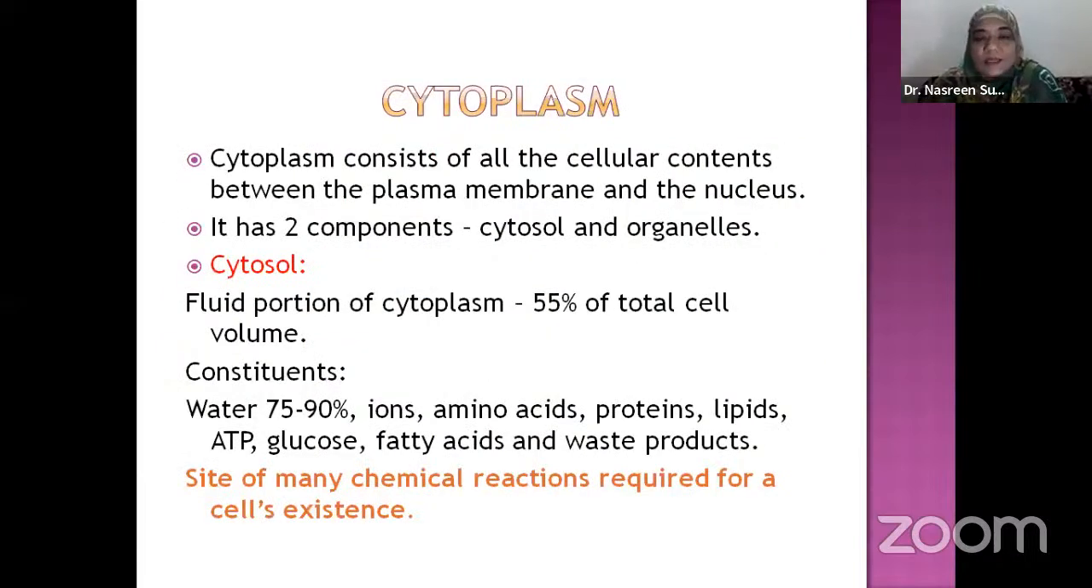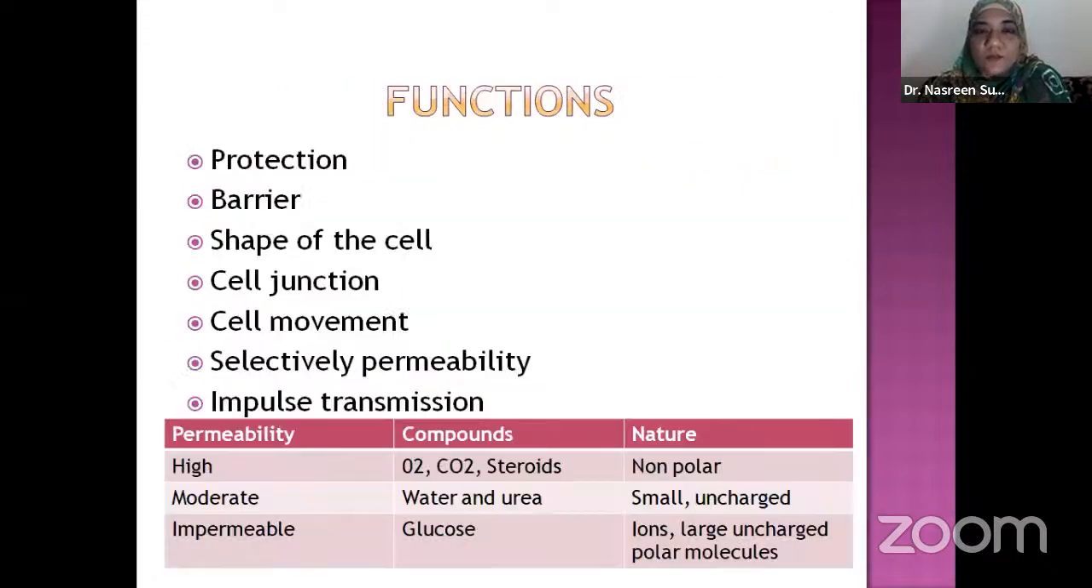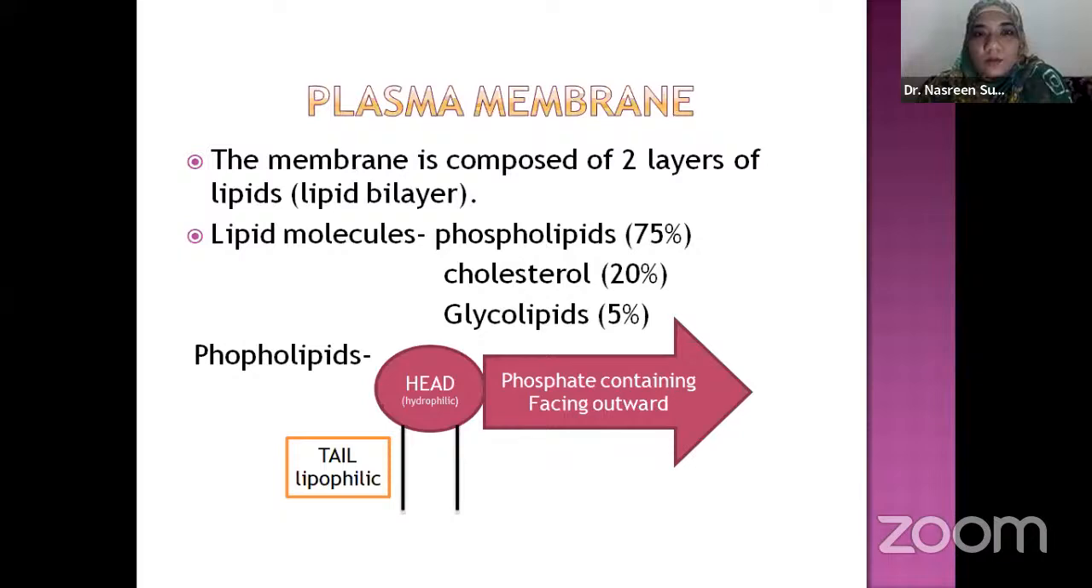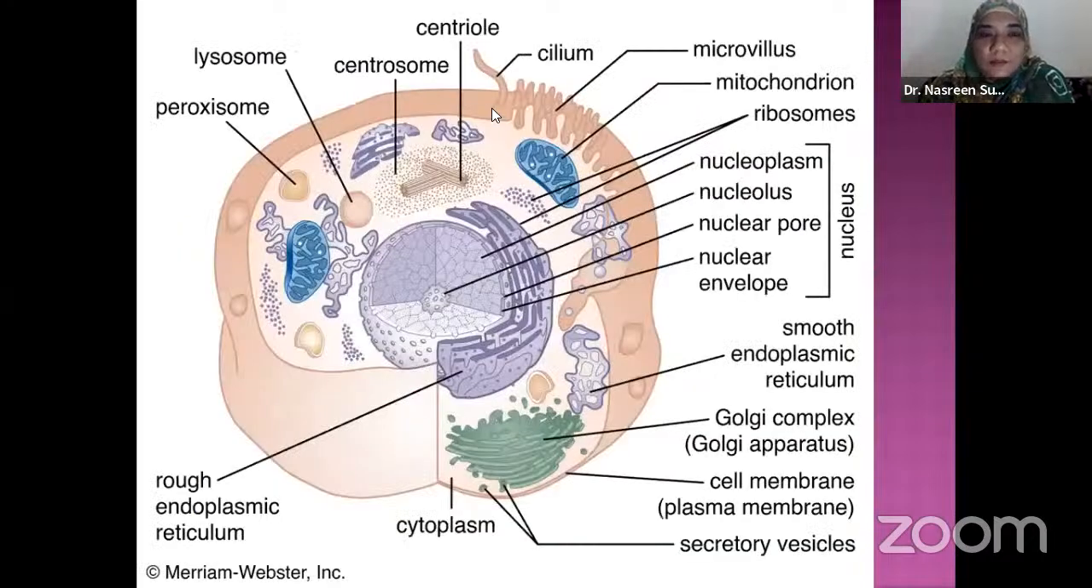Next, coming to the cytoplasm. We have finished the plasma membrane. Now we are going to see about the cytoplasm. The inner portion which we have seen in the diagram is called the cytoplasm, and it is the part between the plasma membrane and nucleus. Shall we see the structure once? So this is the plasma membrane and this is the nucleus. Whatever is in between comes under cytoplasm.